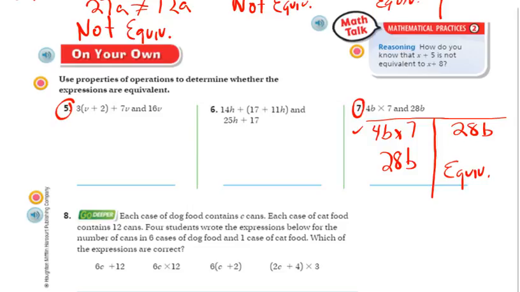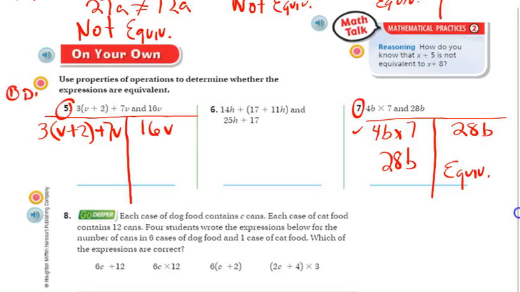Okay, thank you for taking the time to pause the video. Definitely going to start with a t-chart here. And I have 16v here, so I don't have to do much work with that. But I do have 3 times v plus 2 here, plus 7v. So I do have to do some simplifying here. So we go through our little checklist. First thing I always check for, distributive property.